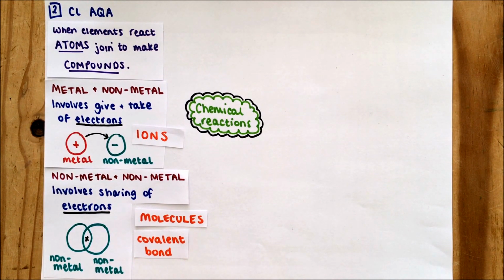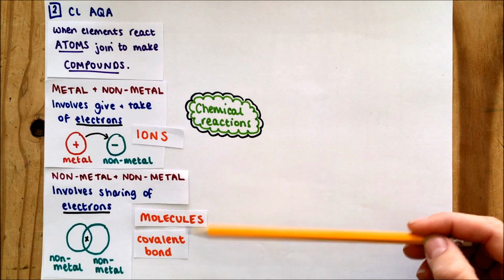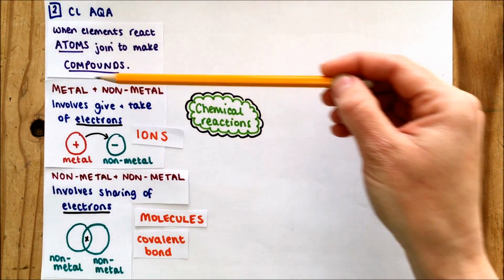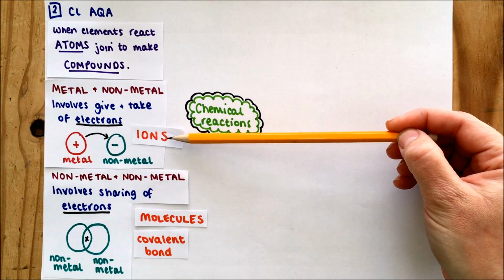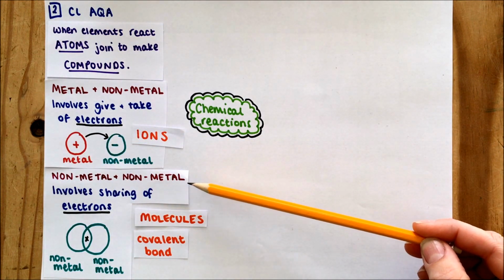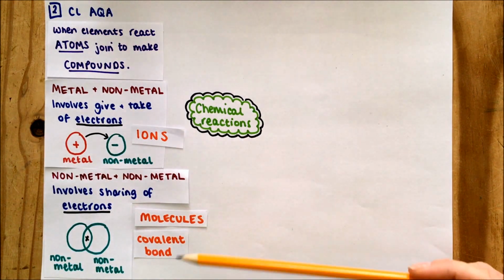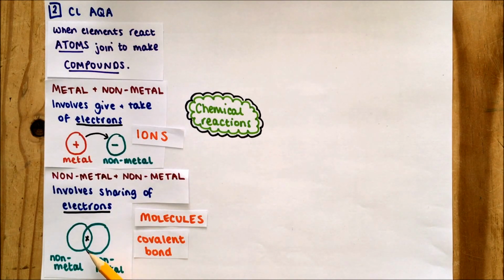Now for C2, you need to understand and be able to draw ionic and covalent bonds, but for C1, you just need to know that a metal and a non-metal make ions, so become charged, and a non-metal plus a non-metal makes molecules. And they share those electrons and they form a covalent bond. Covalent bonds are really, really strong, so they're very hard to break, okay?